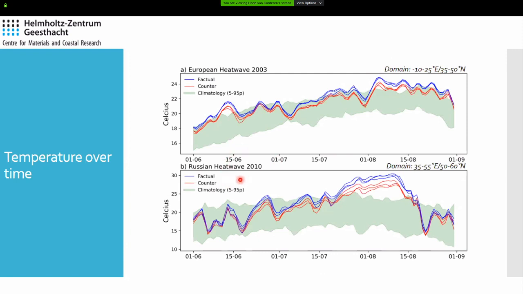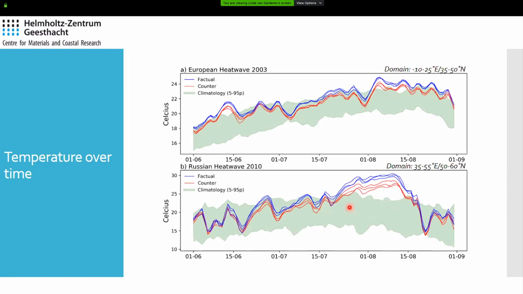But then for 2010, the 5th to the 95th percentile, here again we have the factual in blue and the counterfactual in red. Here's the heat wave that was very extreme. It was the most extreme heat wave on record for Europe. And again, we see that the factual is above the counterfactual for all members. We see that the thermodynamics alone, so they both have the same dynamical situation in the higher atmosphere. So the circulation is the same, but the thermodynamics have differences due to climate change.